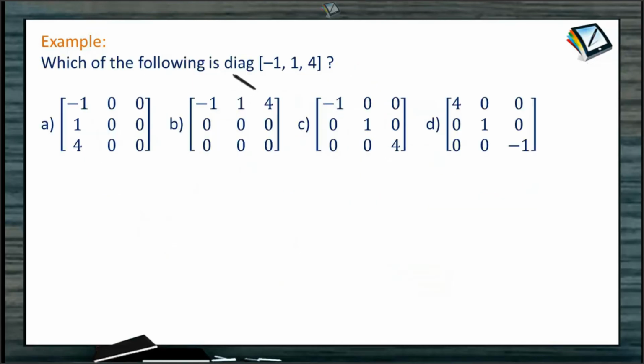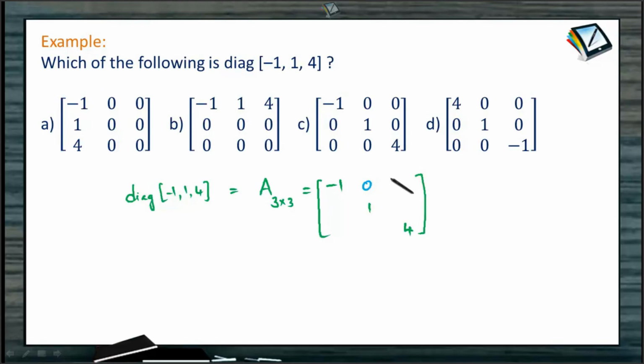Which of the following represents the diagonal matrix minus 1, 1, 4? Yes, as we know, the diagonal matrix of minus 1, 1, 4 should be a matrix of 3 by 3 order, because the diagonal has 3 elements. That means it should be a square matrix of order 3 by 3. In this 3 by 3 matrix, the principal diagonal elements must be minus 1, 1, 4, and all the rest of the elements must be 0.